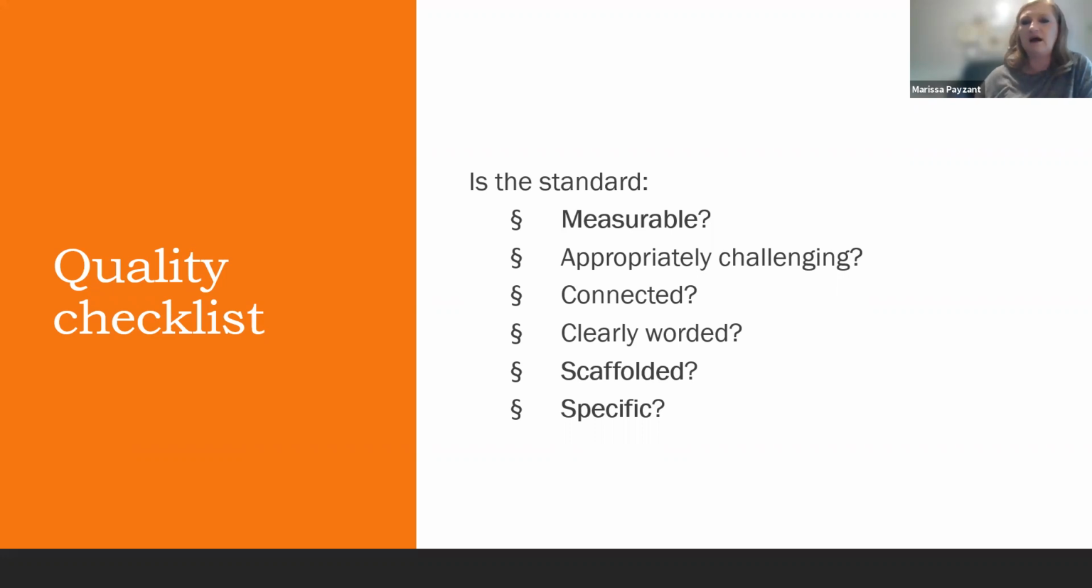For example, there tend to be a lot of natural connections between English language arts and social studies, especially when you're talking about text complexity and reading primary source documents, those sorts of things. The standard should be clearly worded so that a classroom teacher is very clear on what's being asked of students to meet by the end of the grade level. It should also be scaffolded. So even though it's the same standard that starts at kindergarten, it should go all the way up to 11, 12, and then grow in complexity.